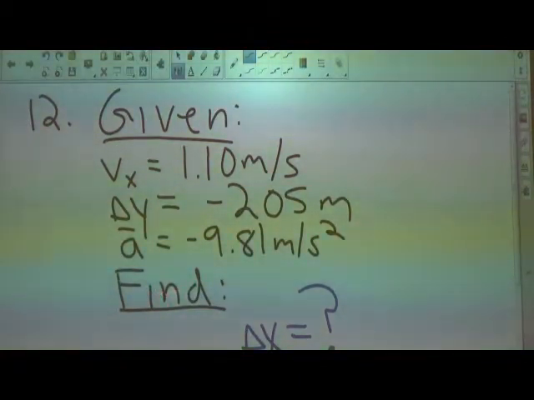And what they want you to do is find out the displacement in the x direction from the launch site on the ground where the balloon took off to where it landed. So what formula are you going to use? See if you can find a formula that has displacement, velocity, displacement in the y direction, and acceleration. So think about this. Is there something else we need? What else do we need that would help us?